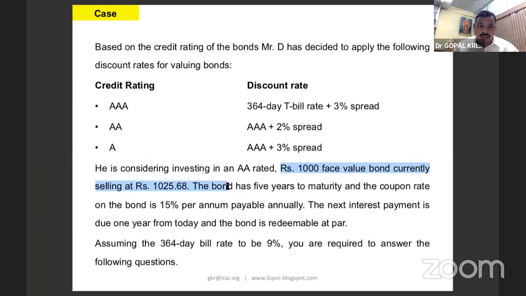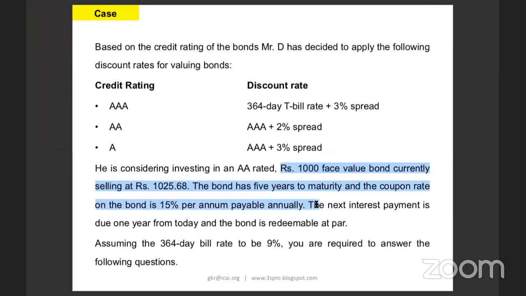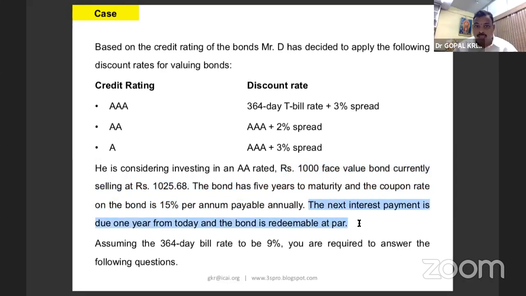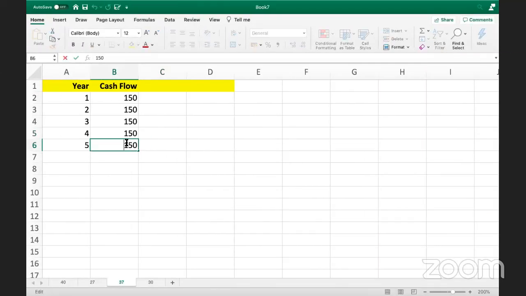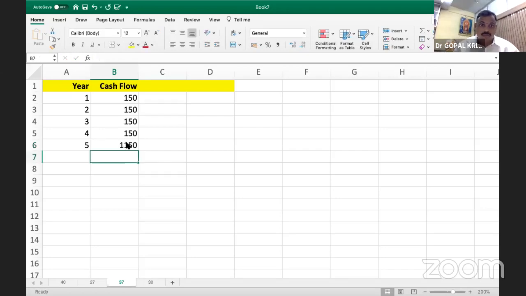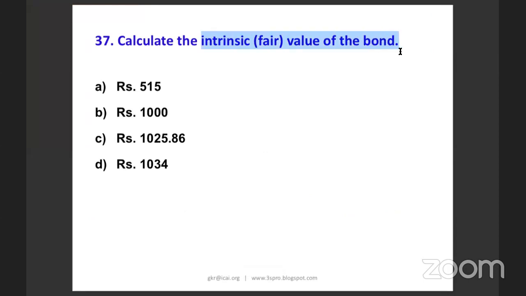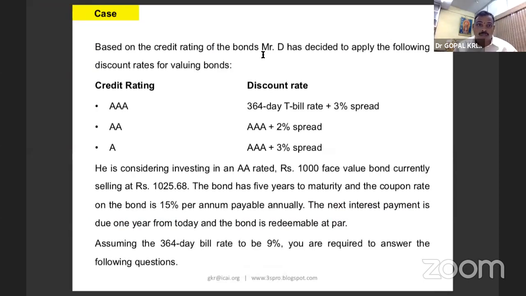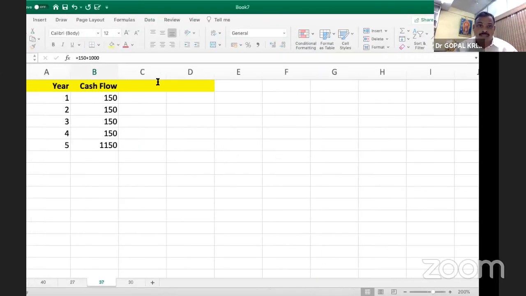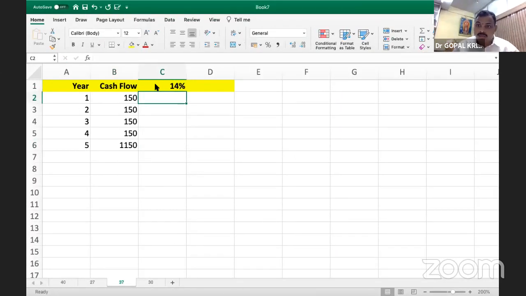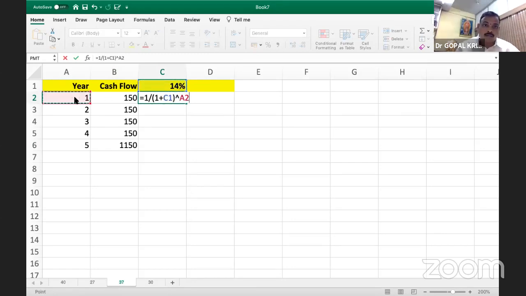The bond has 5 years to maturity, and the next interest payment is due in 1 year and the bond is redeemable at par. At par is 1000 rupees, so this is plus 1000. Good. Now what is your intrinsic value, fair value or value of the bond? The discount rate to apply is 14%. You apply 14% and find the fair value of the bond, that is, the intrinsic value. So 1 divided by 1 plus R whole power n. So freeze this.